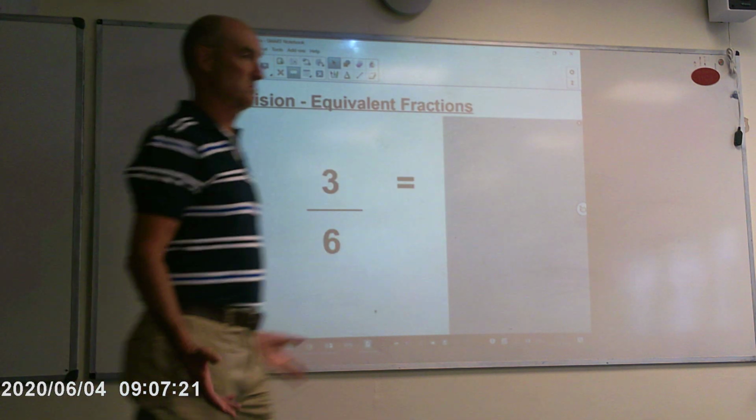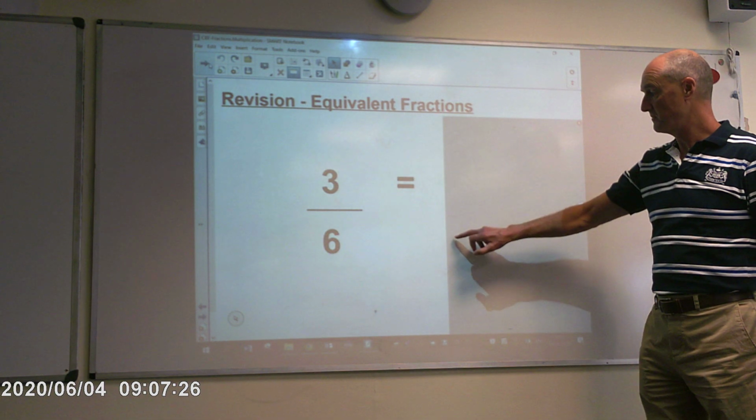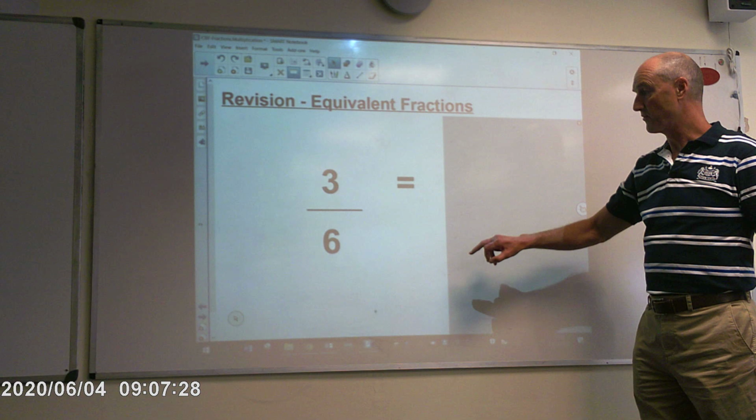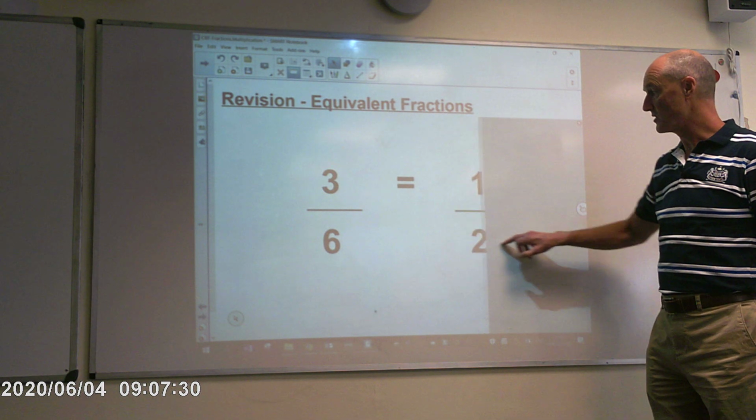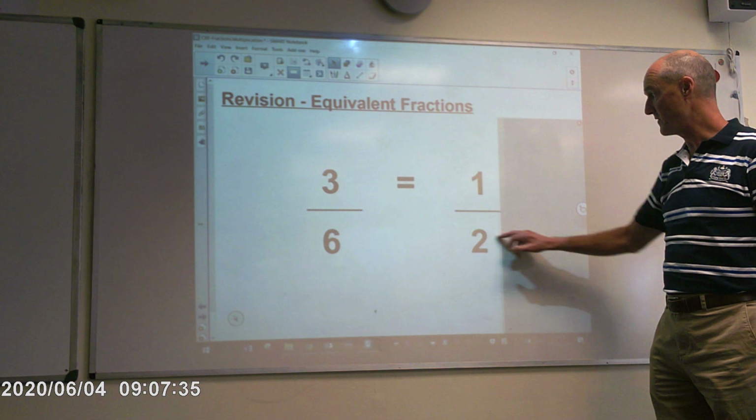3 over 6, just some basic ideas. Can that be simplified? 3 goes into 3 once, 3 goes into 6 twice. So it can be simplified to 1/2. A little bit of revision.